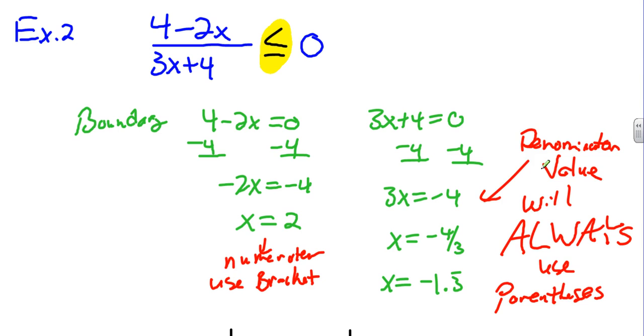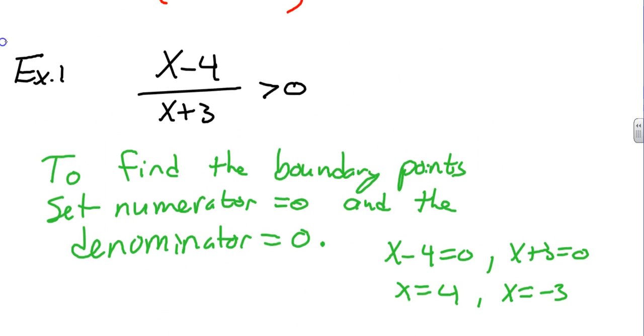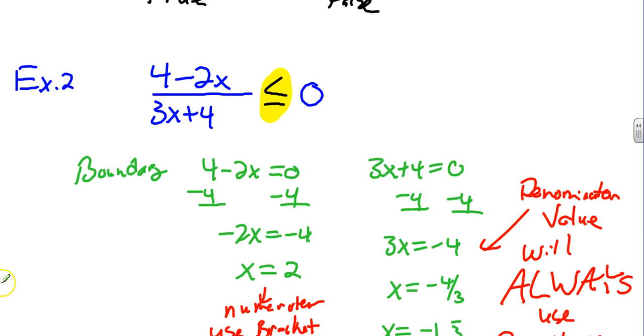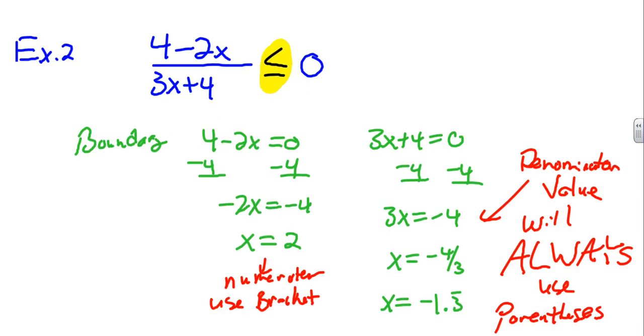The top part, the numerator part of it, that boundary point will depend on whether it's going to be greater than or equal to or less than or equal to, or just a straight greater or less than like this one was. This one you'll use parentheses every time. For a problem like this where you've got the less than or equal to, the top part you'll use the square bracket, but the bottom part you're always going to use parentheses no matter what.